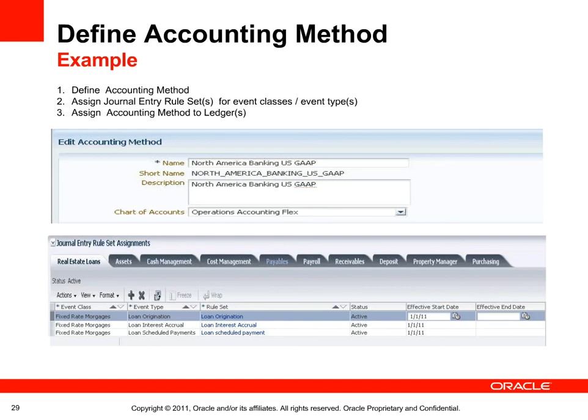The assignment status must be active for the rule to be used by the Create Accounting program. This activation can be done online on the UI or by running an offline process. The journal entry rule set assignments in accounting methods are used by the Create Accounting program to create journal entries for the specified event class and event type.